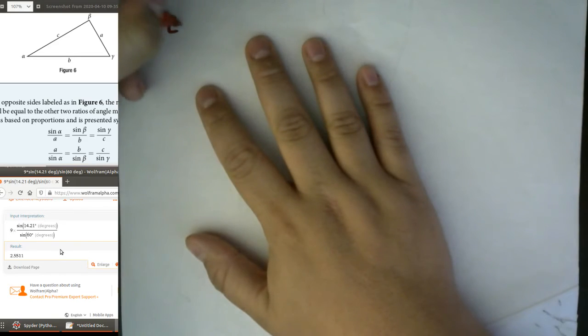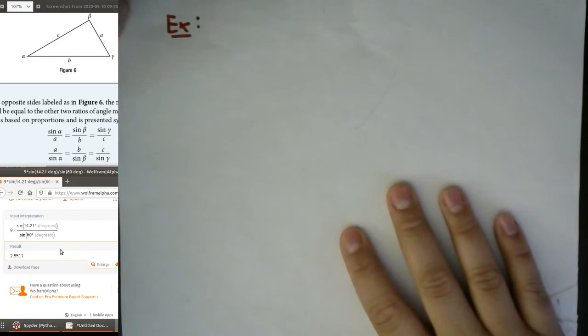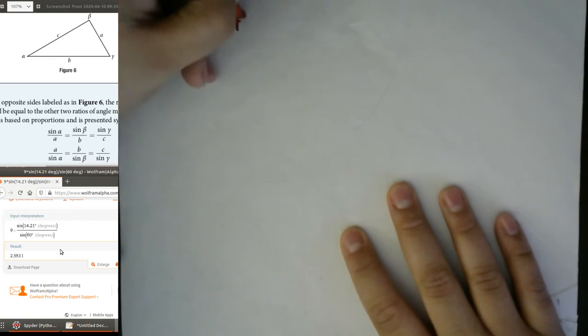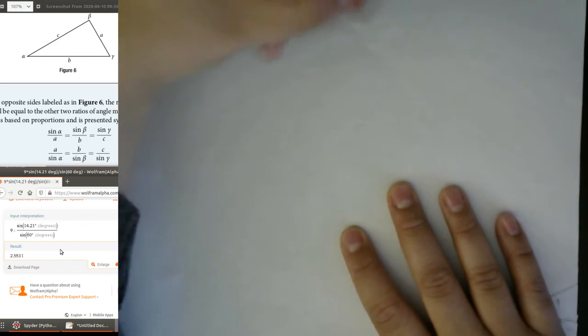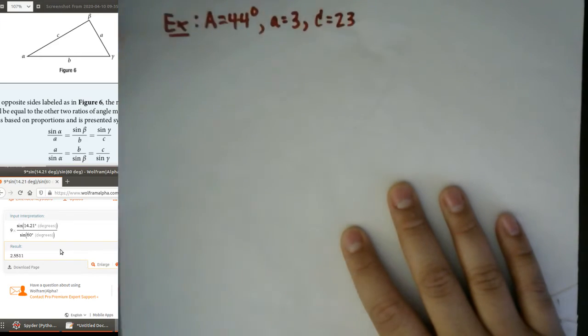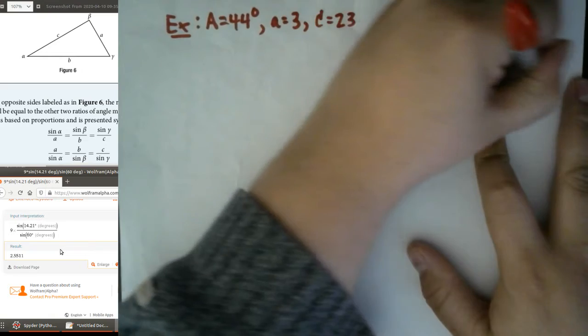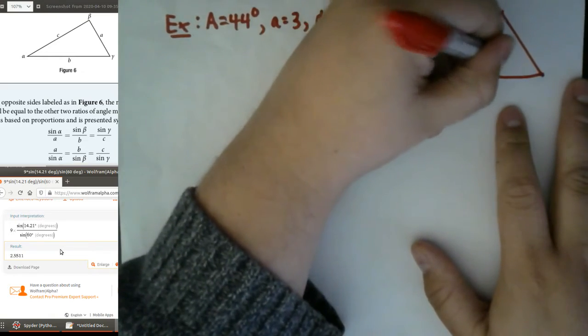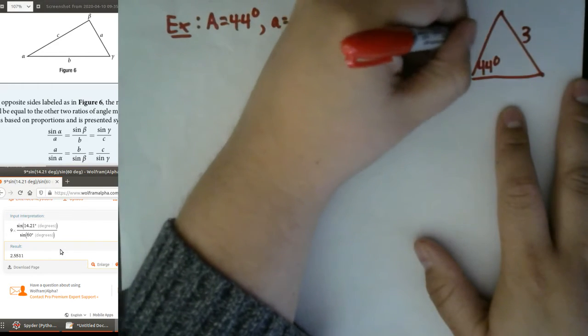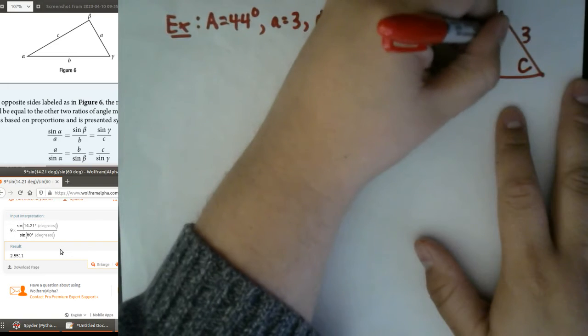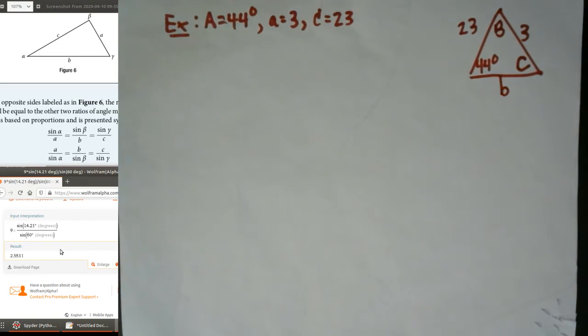So this next problem, similar instructions. A is 44 degrees. Little a is 3. And little c is 23. Okay, so no problem there. Let's draw a picture. Let's see. So we have a 44 degree angle here. We have a side length 3 opposite of that. We have a side length of 23 somewhere, and then big C is across from that. Big B's here. Little b was not given to us.